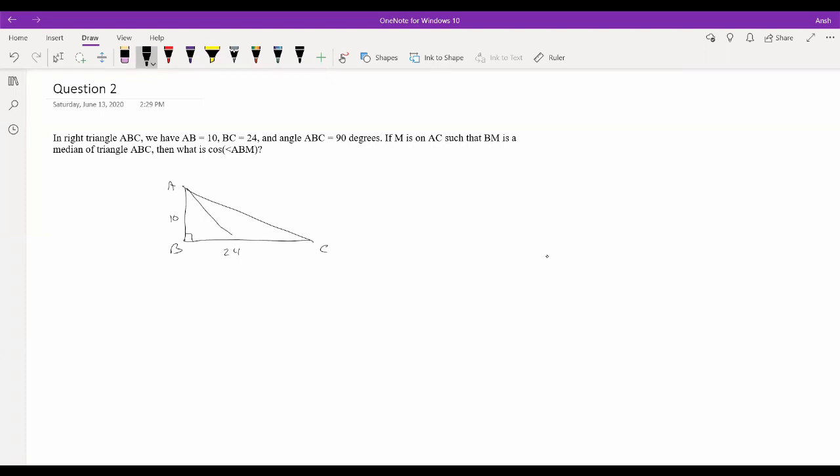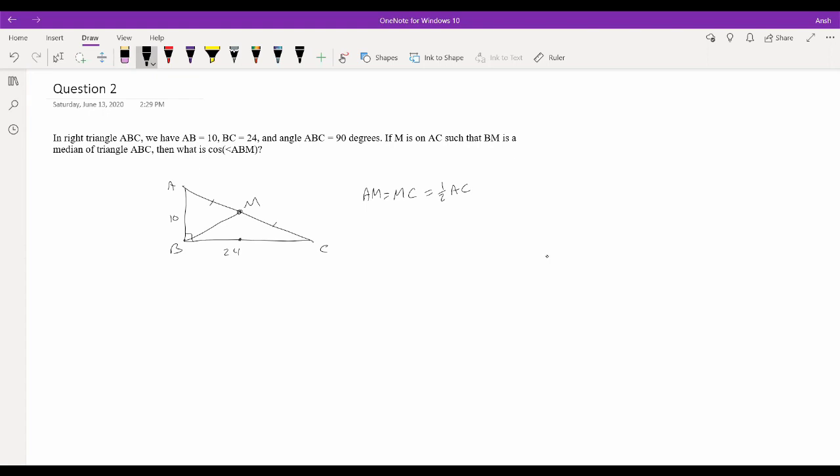The median BM, with M on AC, is just a line that connects one vertex to the midpoint of the opposite side. So in this case, M would be halfway in between A and C, which means AM would be half of AC. A special property of right triangles is that the median is equal to exactly half of the length of the hypotenuse, which means that AM equals BM.